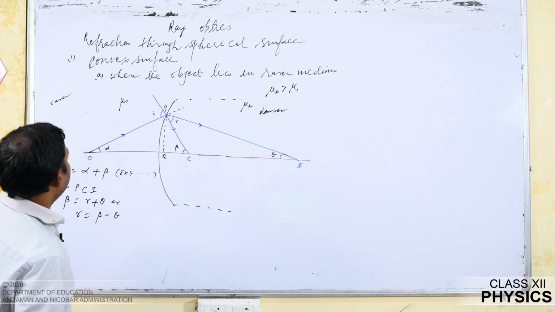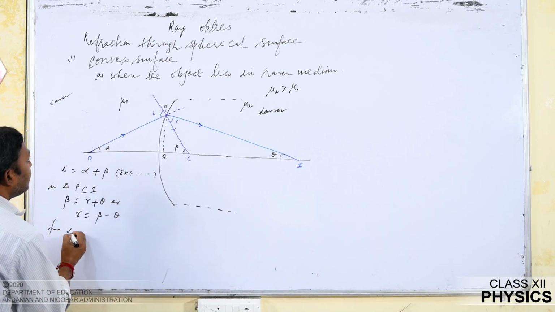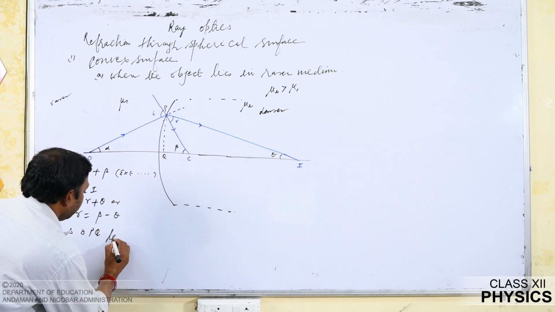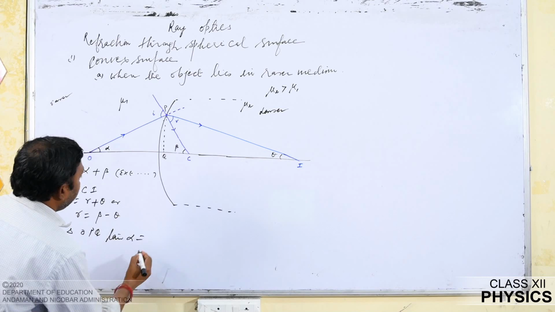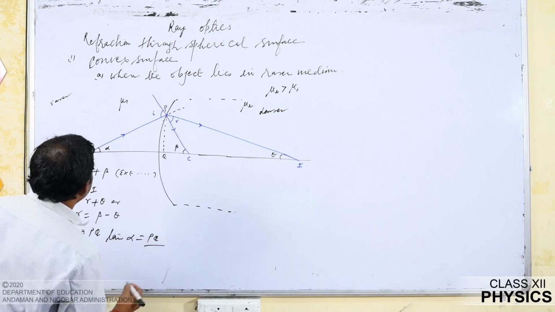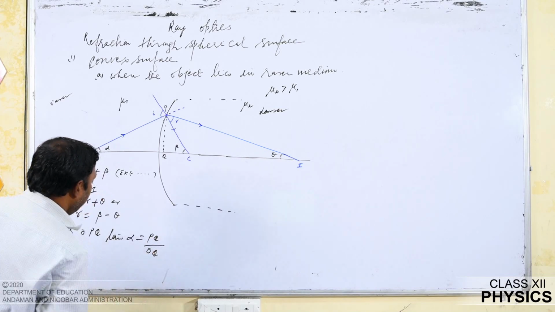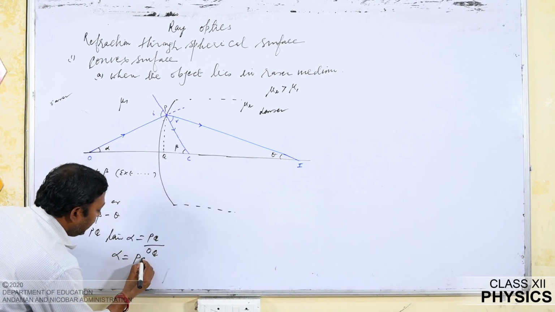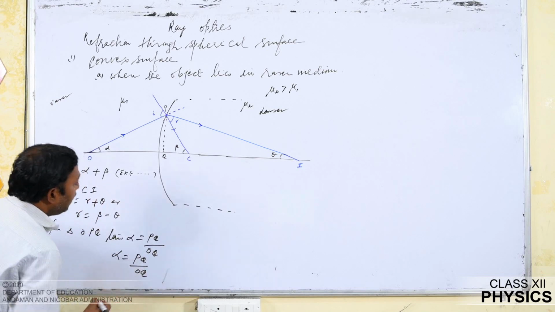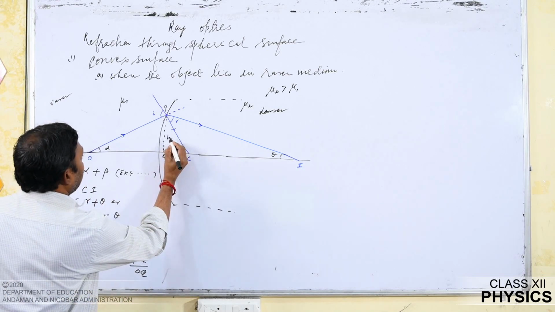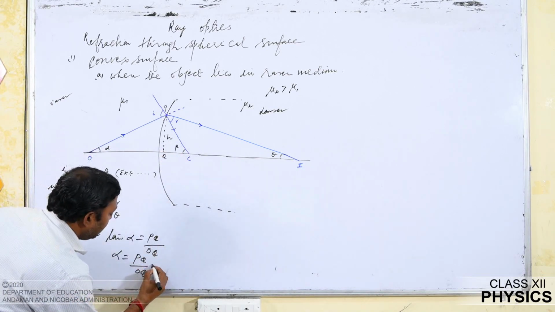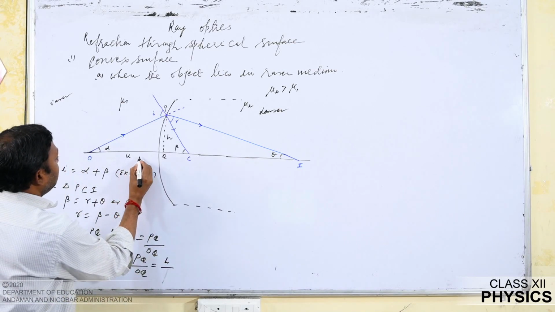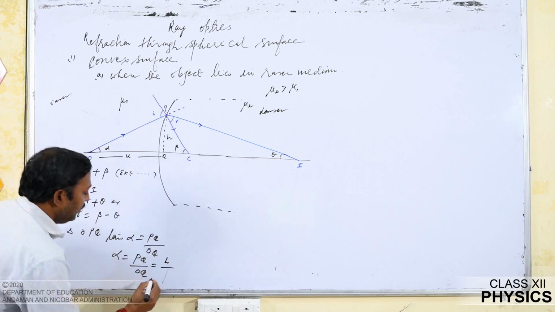Now from triangle OPQ, tan alpha is equal to PQ divided by OQ. If angles are very small, then tan alpha can be written as alpha, which is equal to PQ divided by OQ. PQ is nothing but the height, I am taking it as h, divided by OQ, the object distance, I am naming it as u.